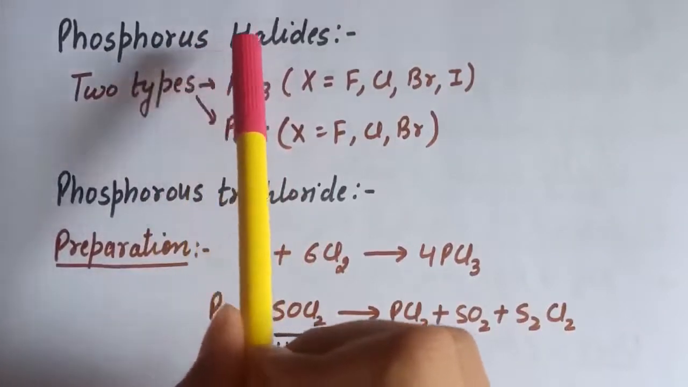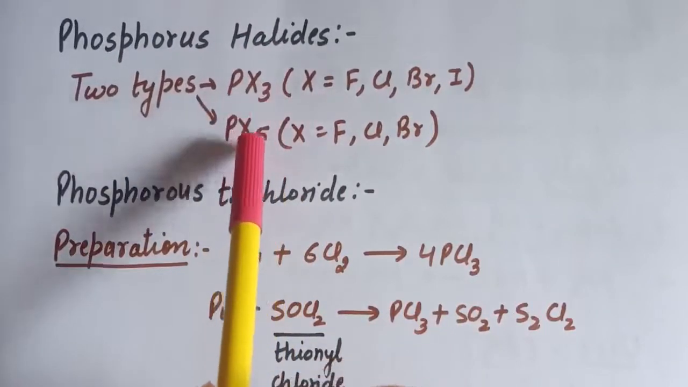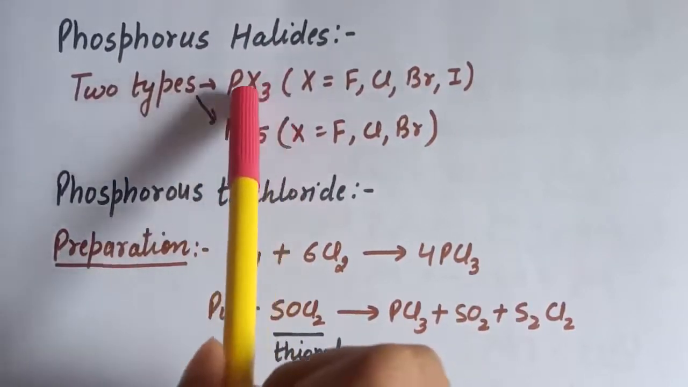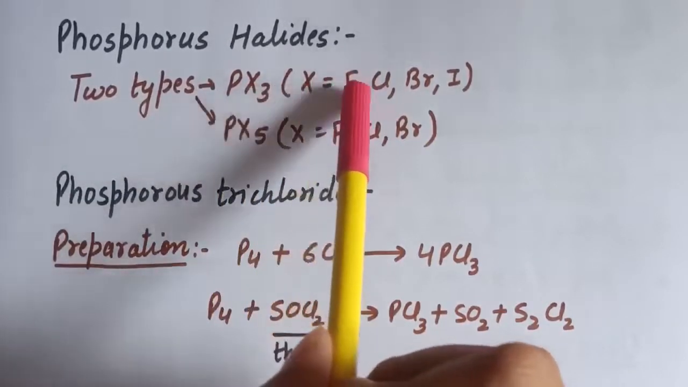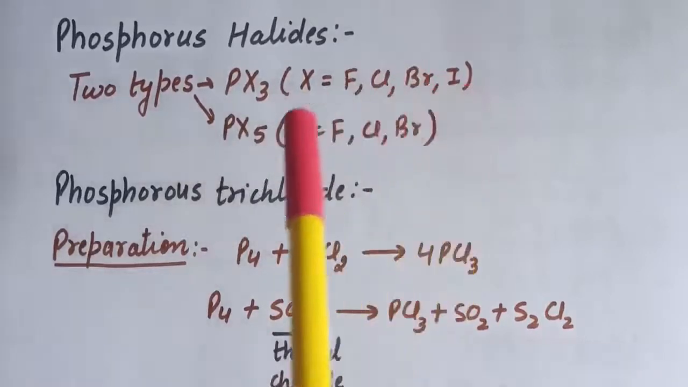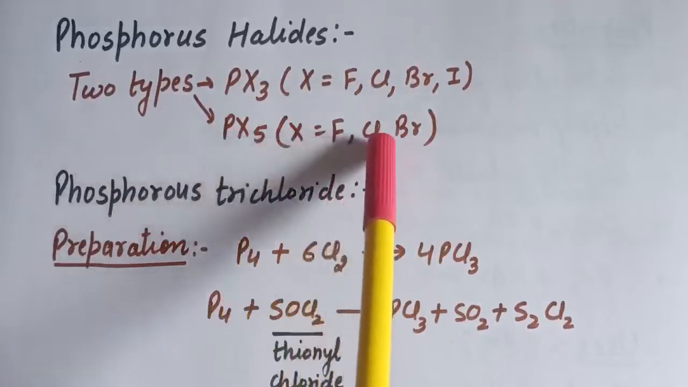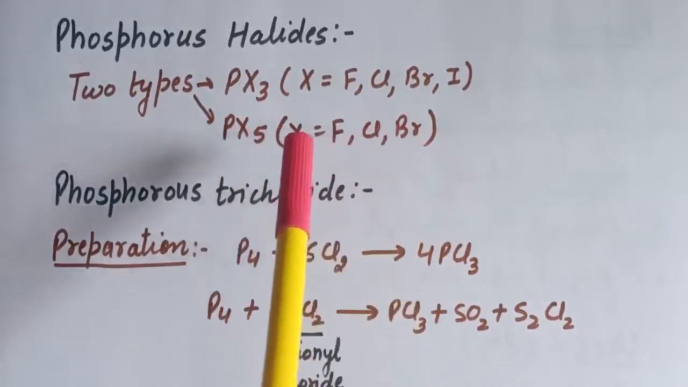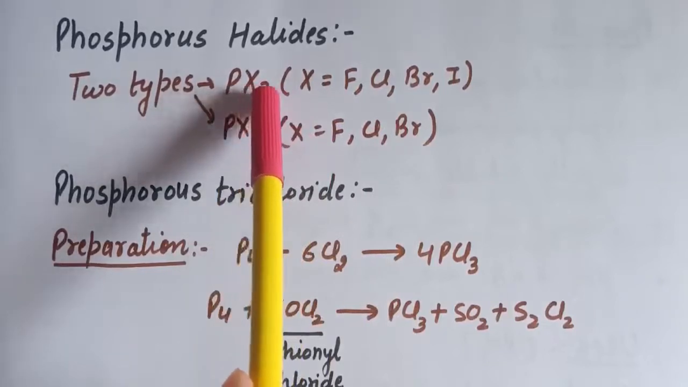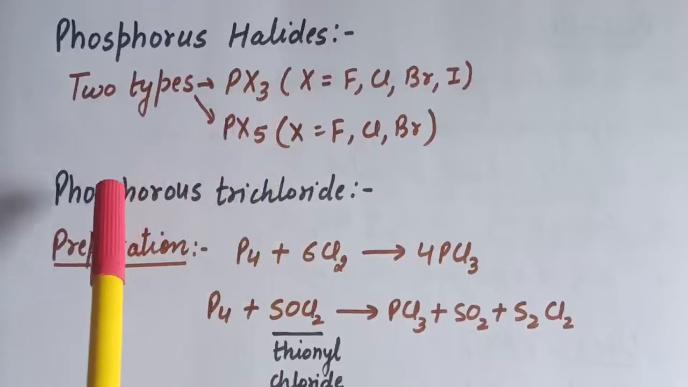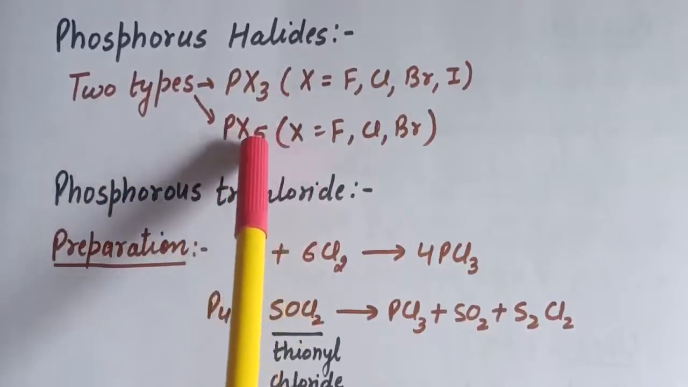So phosphorus forms two types of halides. One is PX3 and second is PX5, where this X is halogen atom, and in case of PX3 this X is fluorine, chlorine, bromine and iodine. Whereas in case of PX5 this X is fluorine, chlorine and bromine. Now first of all we will discuss PX3, and in case of PX3 we will discuss phosphorus trichloride. After that we will discuss phosphorus pentachloride.